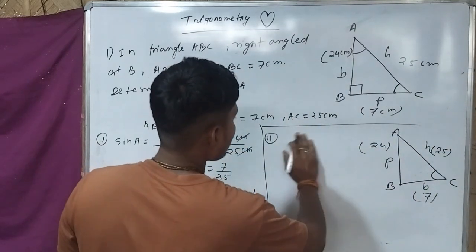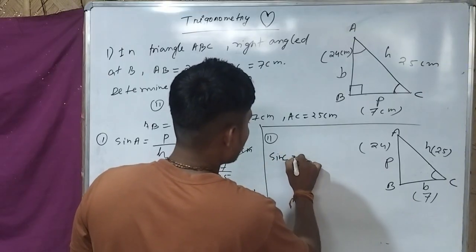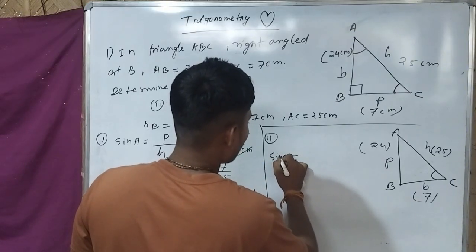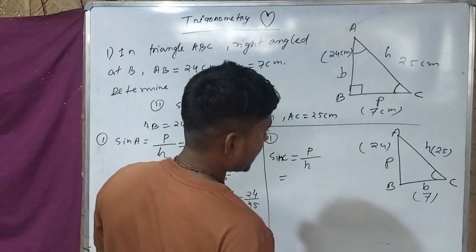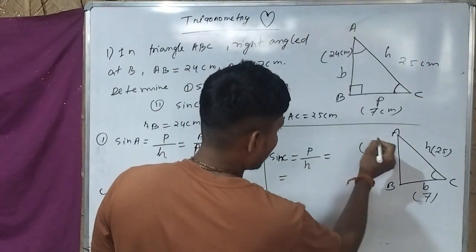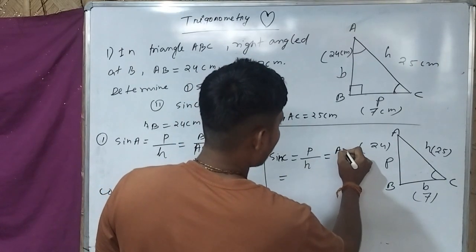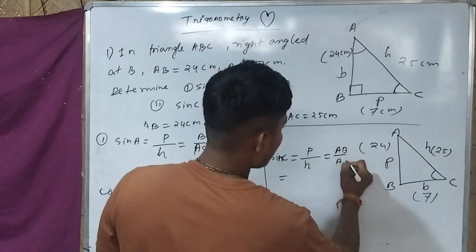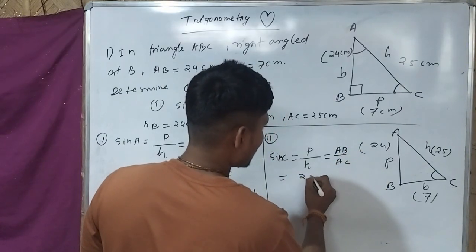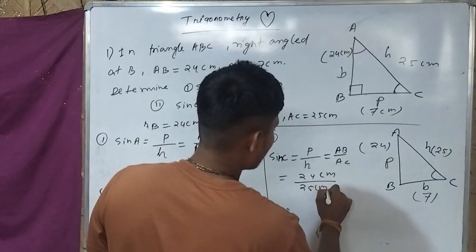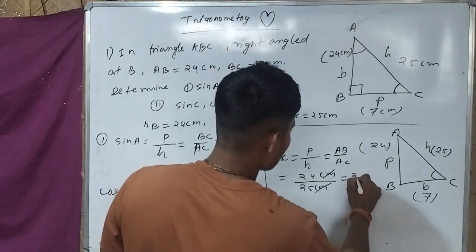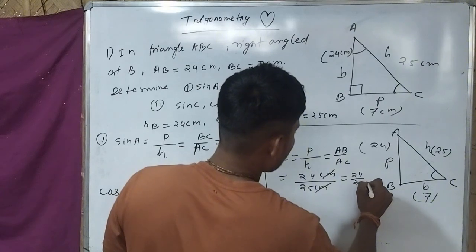Now see, sin C. Sin means perpendicular by hypotenuse. What is the perpendicular? AB. The perpendicular is AB and the hypotenuse is AC. So how much will you get? 24 centimeter by 25 centimeter. Centimeter cancels. 24 by 25 is your answer.